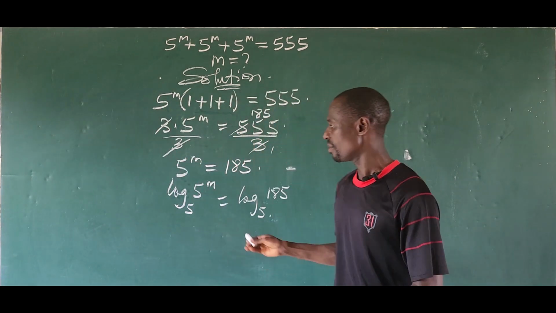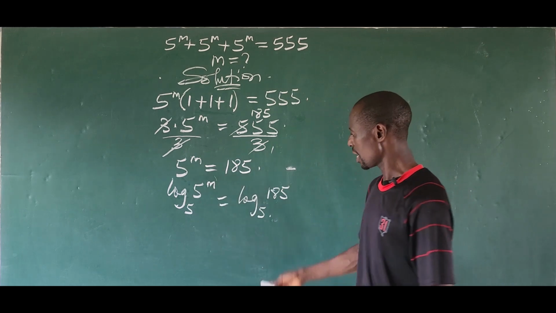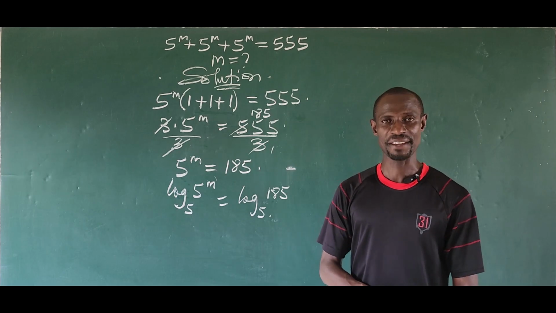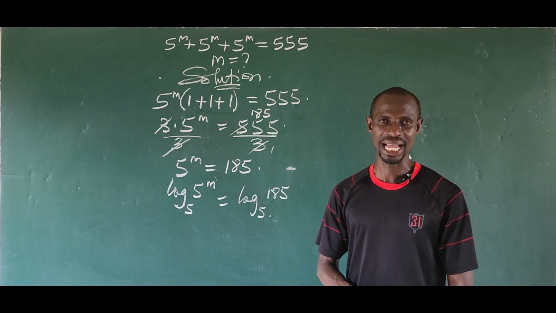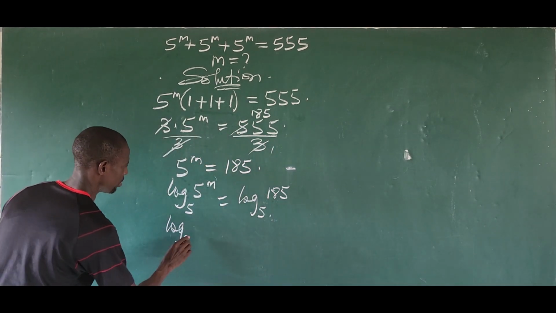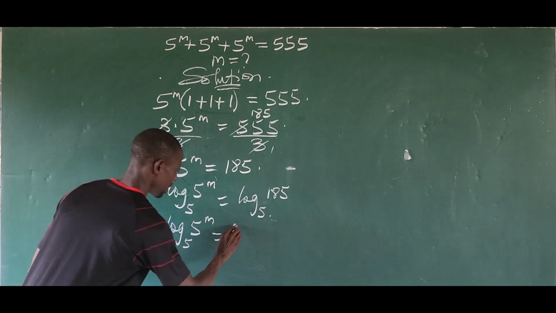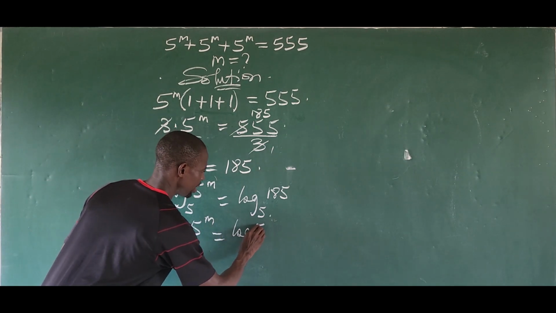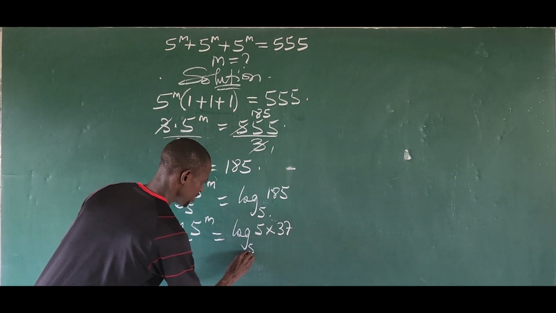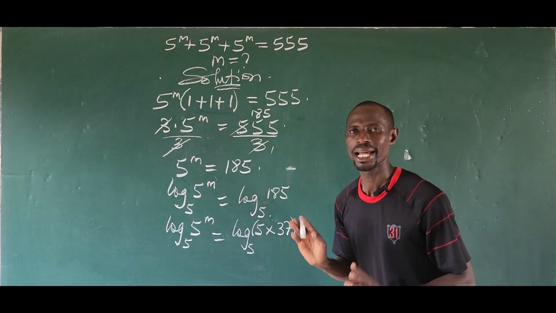Now from here, before I handle this power, I'm going to split this. This is 185, and 185 can be written as 5 times 37. So let's go ahead and rewrite this. So this is going to give us log of 5 to the power of m, base 5. This is equal to log of 5 times 37, then base 5. Let's put this in brackets. Good.